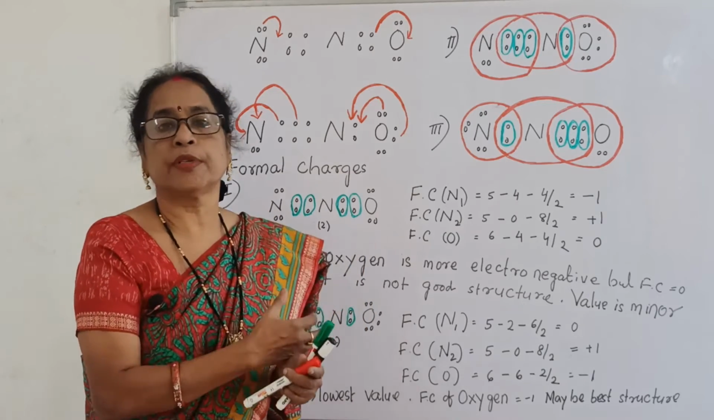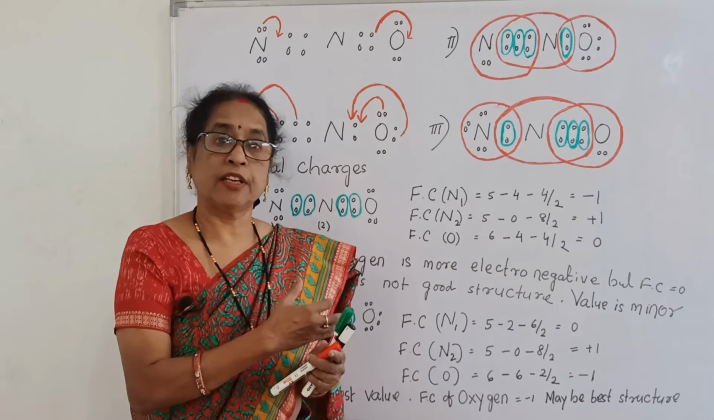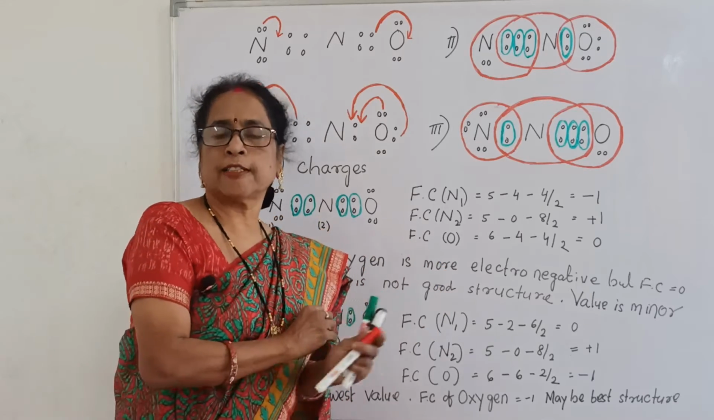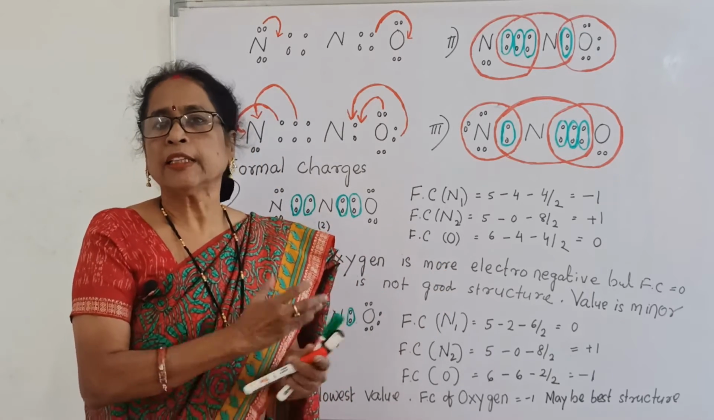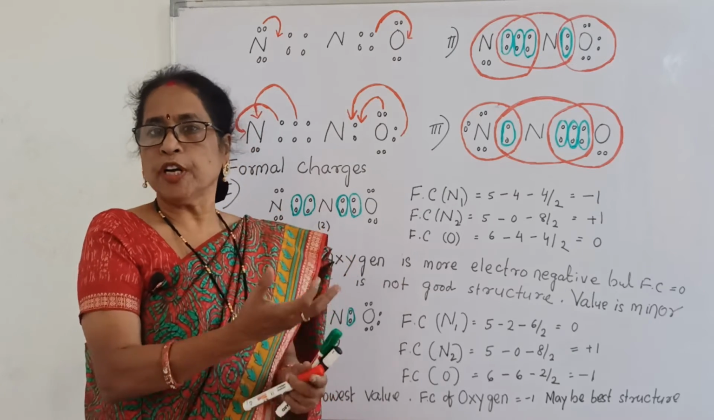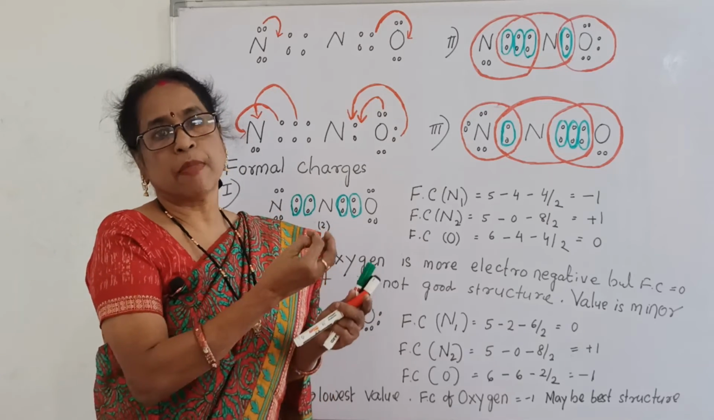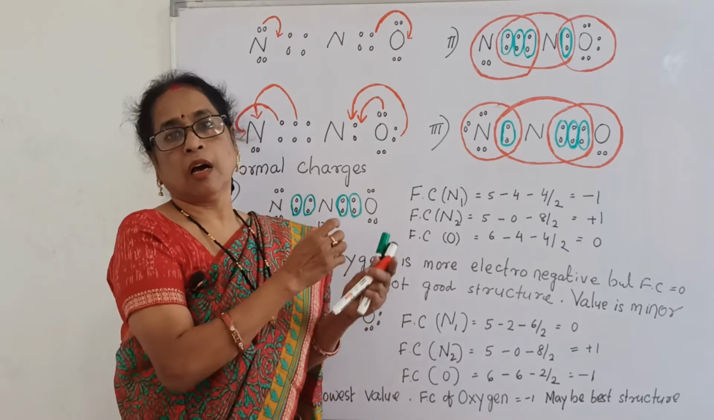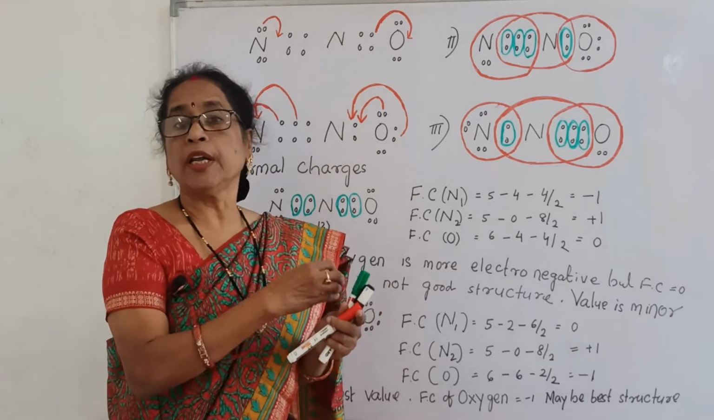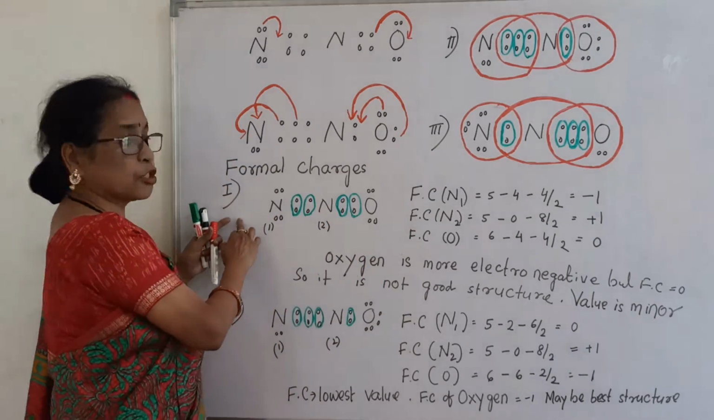And also we will observe the electronegativity value of oxygen, whether it is satisfied or not. Suppose oxygen acquires a positive formal charge, that means it is not a good structure, because oxygen is more electronegative than nitrogen. That is why it should have -1 or 0, but oxygen only acquires -1, not 0. So we will check structure 1.